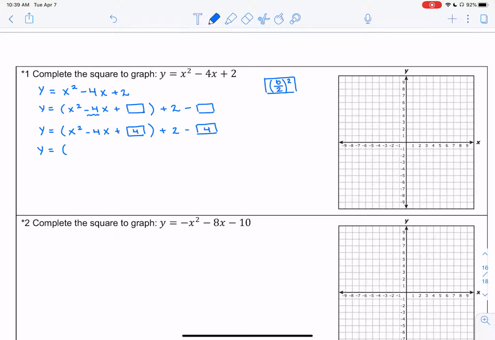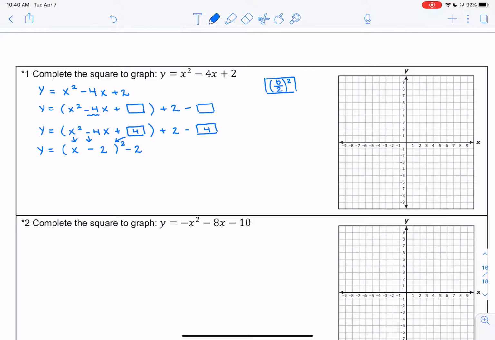And then rewriting what's inside the parentheses factored is where we take the first number square rooted and the magic number square rooted and bring down the minus in the middle. And then outside I have a plus 2 minus 4. That means it's going to be a minus 2. Oops, and I forgot to put my squared there. Okay, now it is written in what's called vertex form.